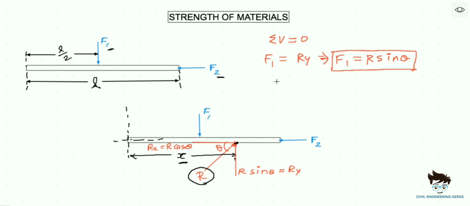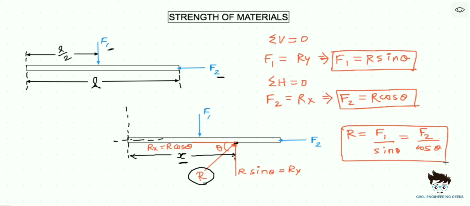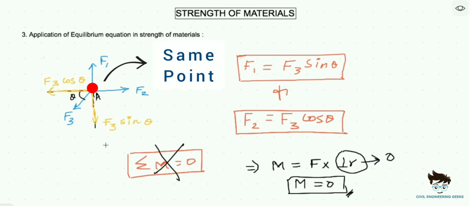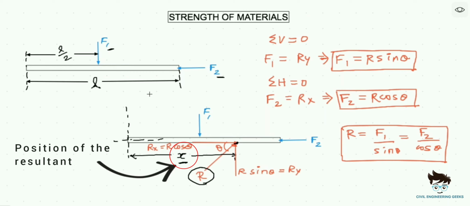And using the second equation, that is summation of H equals to 0, we will get F2 equal to Rx, which is F2 equal to R cos theta, and therefore we will get R is equal to F1 by sin theta or F2 by cos theta. Both are right. So this is it. Can we say the beam is in stable condition? No. Why? Because in the previous case, we know that all the forces act at one point, but in this case, R can act at any point in the beam. So finding the position of the resultant force is very important in this case.